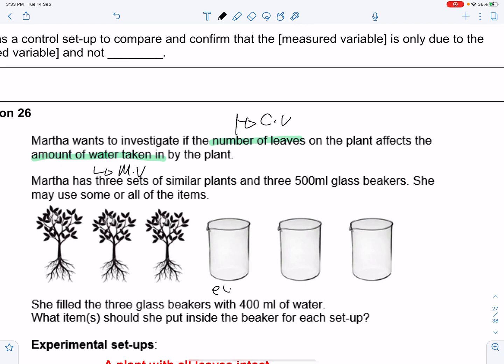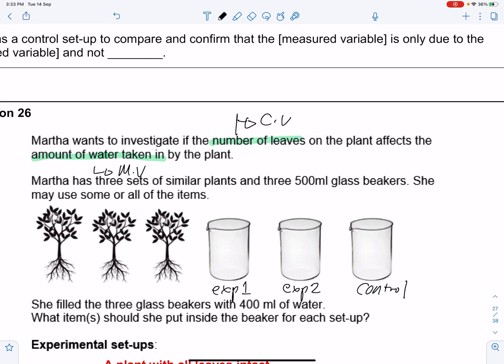So you can have experiment 1, experiment 2, and after that you should have a control. For the control, you want to remove away the change variable. The change variable in this case is the number of leaves.